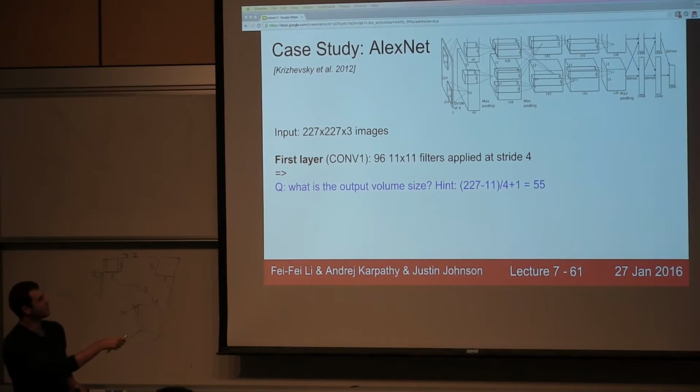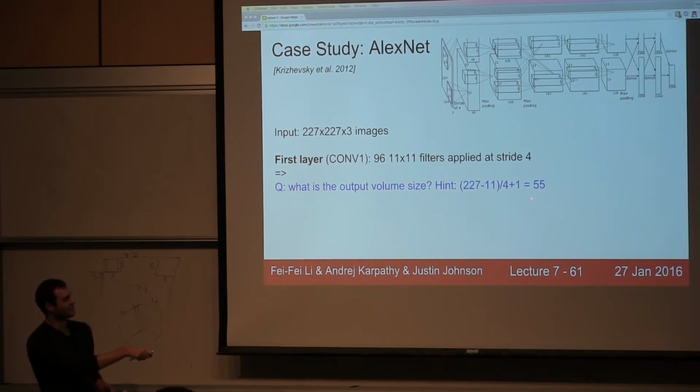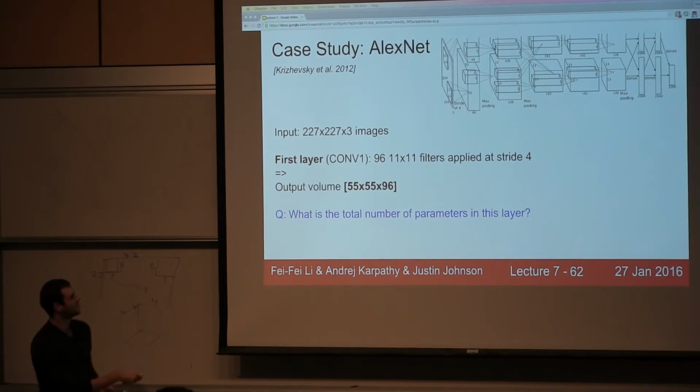Let's look at the first convolutional layer, which in this architecture had 96 filters, 11 by 11, applied at stride 4 over this input. What would be the output volume size in this case? The width and height are, I'm giving a hint, 55. What is the depth of the output volume after the first conv? 96. Awesome. So we have 55 by 55 by 96 because there are 96 kernels.